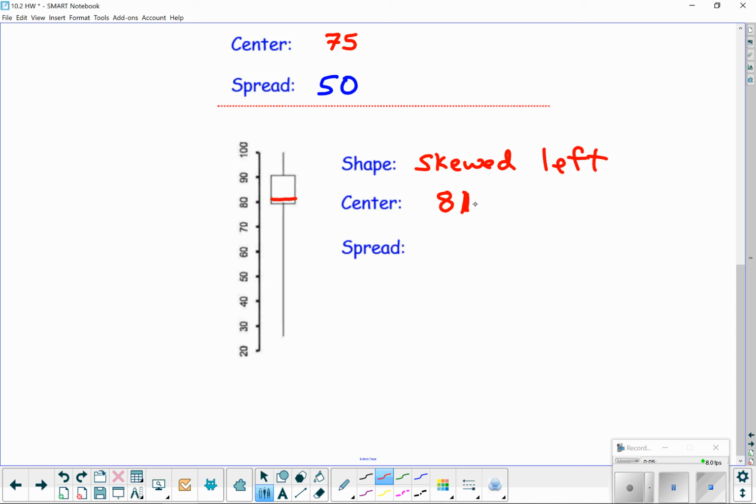Okay. And the spread is the middle 50%, or basically just the width of that box. And this looks like it goes from 80 to 90. So my spread is 10. We don't know if it's 10 centimeters, 10 inches, 10 years, 10 pizzas. We don't know. We just know it's 10. Okay. All right. That's all.